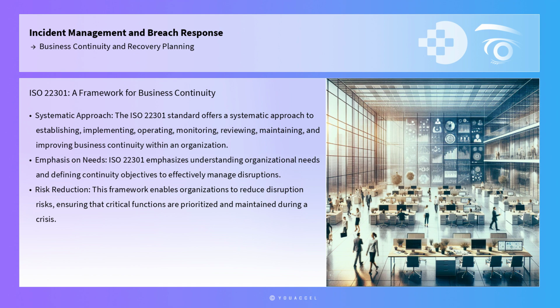One of the most robust frameworks for business continuity and recovery planning is the Business Continuity Management System, outlined in the ISO 22301 standard. This international standard offers a systematic approach to establishing, implementing, operating, monitoring, reviewing, maintaining, and improving business continuity within an organization. ISO 22301 emphasizes understanding organizational needs, defining continuity objectives, and establishing procedures to meet these objectives. This framework enables organizations to reduce disruption risks, ensuring that critical functions are prioritized and maintained during a crisis.